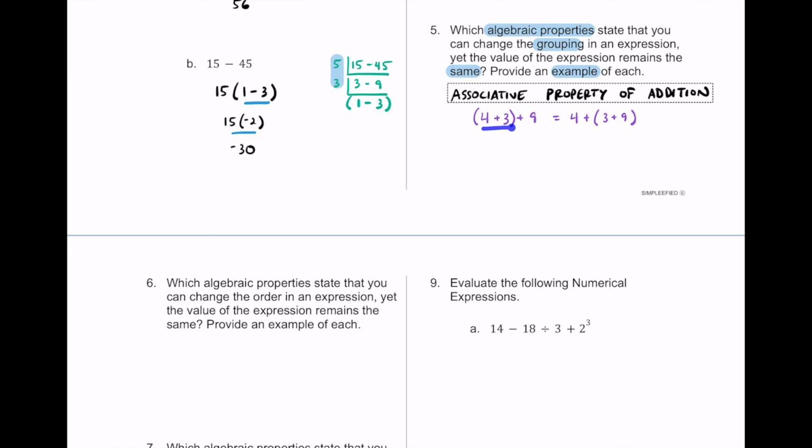On the left side here, 4 plus 3 is 7. 7 plus the 9 would be 16. On the right side here, you can see that 3 plus 9 would be 12, and 12 plus 4 would also be 16. The second property we can state here is the associative property of multiplication.